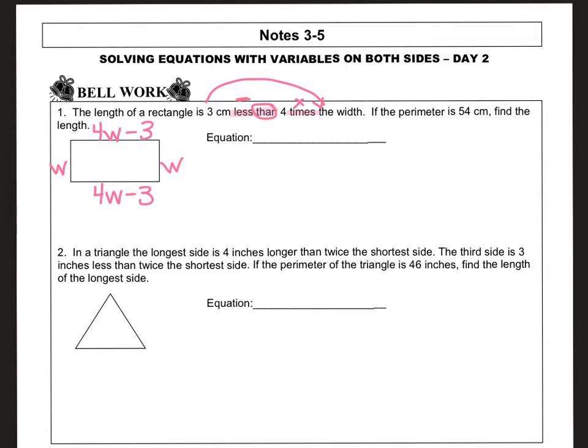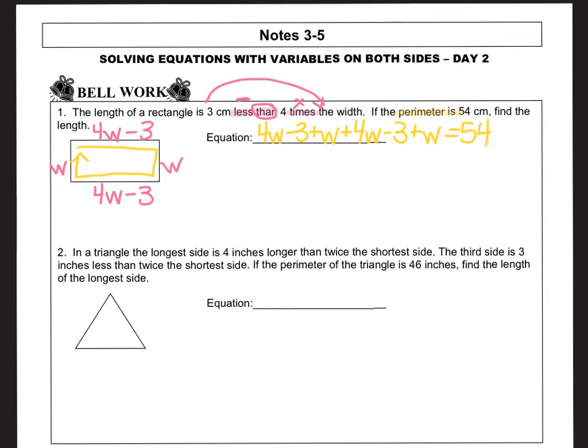So the second part of the problem says the perimeter is 54 centimeters. Well, if you remember, perimeter means you're going to add all these outsides together, and that it should equal 54. So when we want to write our equation, there's a couple ways to do this. We could do this the longer way and just add up all the sides. 4W minus 3 plus W for another side, plus the other length of 4W minus 3 plus W the other side, and that would all equal 54.